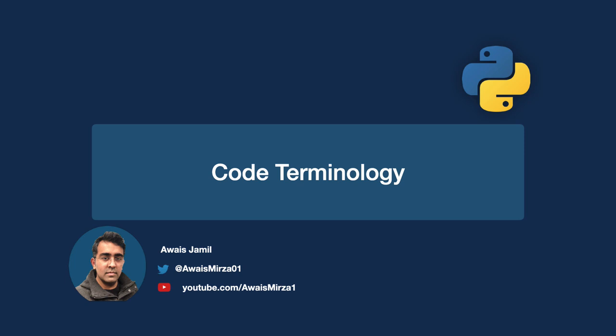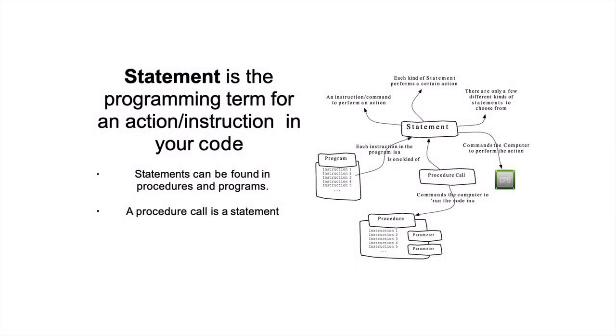Before we do some coding, we need to understand some code terminology. It's really basic, so let's talk about statement. A statement is a programming term for an action or instruction in your code. Statements can be found in procedures and programs. A procedure call is a statement itself.